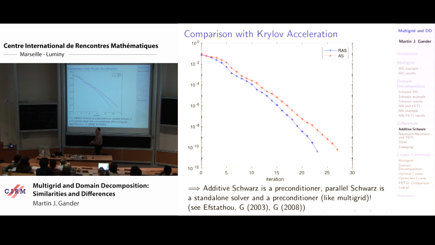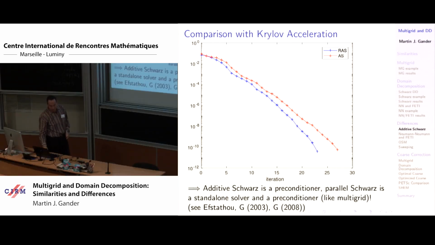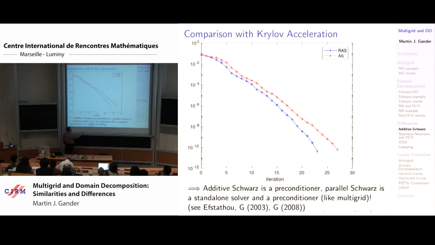Now I should tell you about RAS. RAS is the correct discretization of the Lyons parallel Schwarz method. If you apply RAS, you get exactly the Schwarz method that Lyons designed. So this is the method that you've seen on the previous slide, iteratively. RAS, restricted Additive Schwarz.